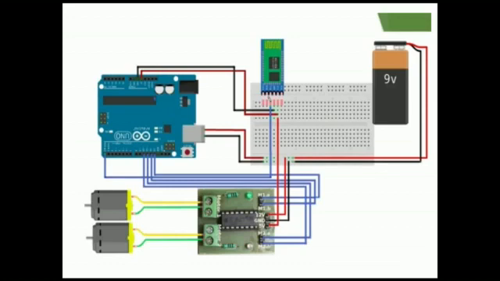Now let's move on to the DC motor driver. The 12-volt pin is connected with the breadboard, and the ground is also connected with the breadboard. The breadboard is powered by a single 9-volt battery, which is powering Arduino Uno and also the DC motor driver.